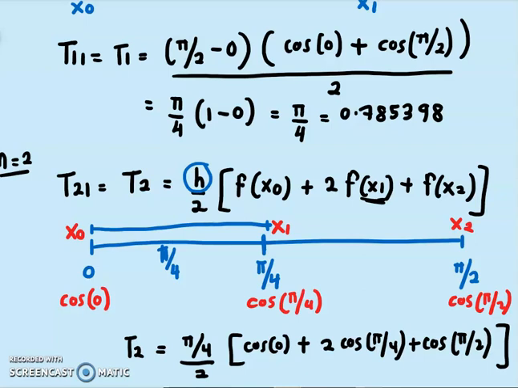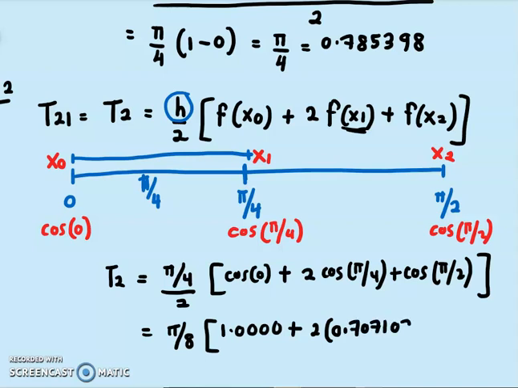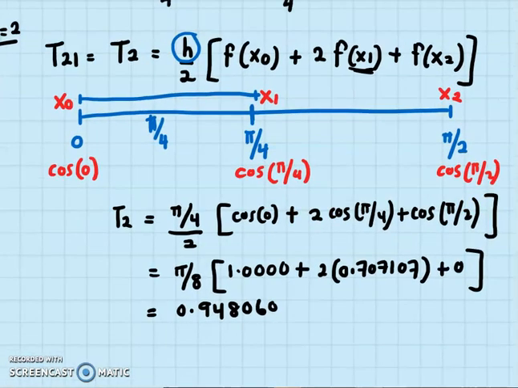Okay, so now you have to use your calculator, where I have pi over 8, cos 0 is 1, 2 times cos pi over 4. So use MATLAB to evaluate this, or a calculator. Cos pi over 4 is 0.707107 and cos pi over 2 is 0. So using your calculator, that should give you 0.948060. Okay, that's my T2, and the next n is 4.